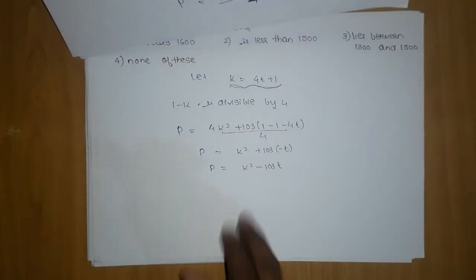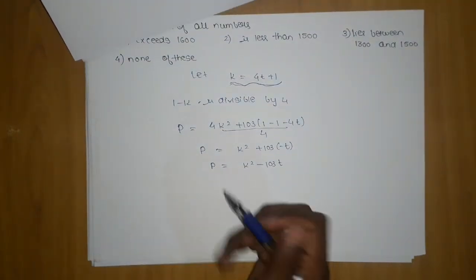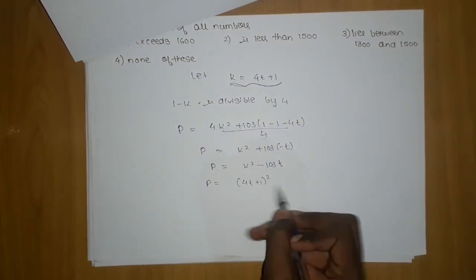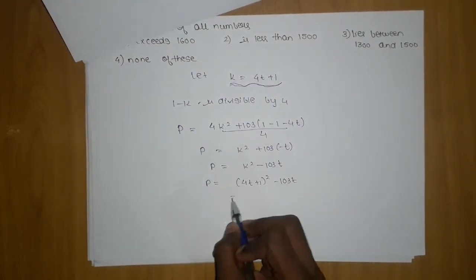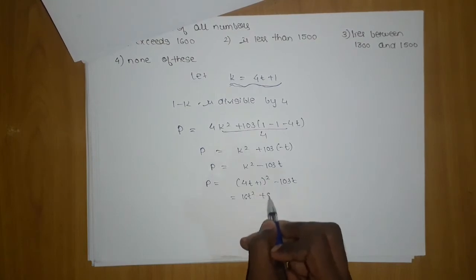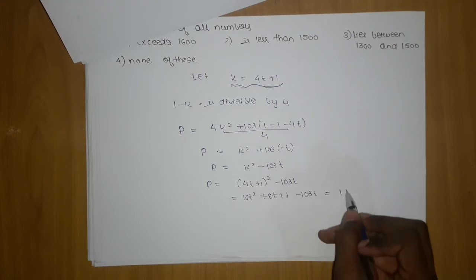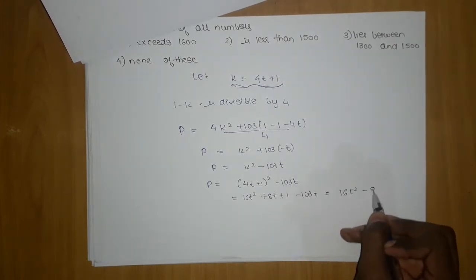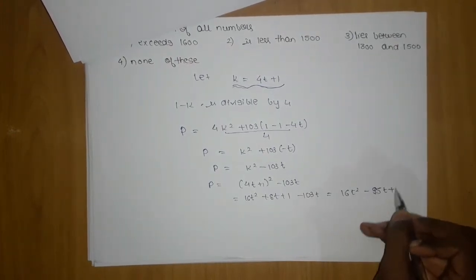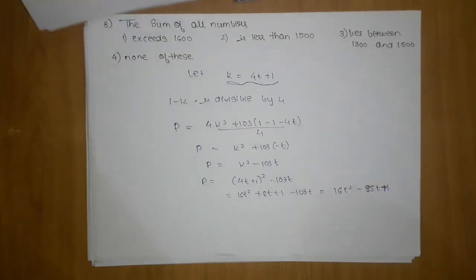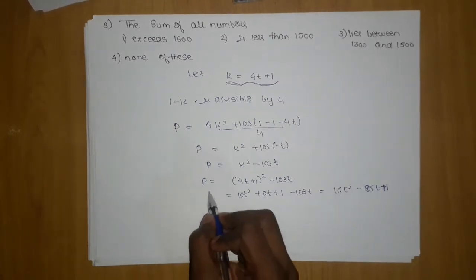Okay, wait a minute, we have not substituted the k here. Let's substitute the k here also: 4t plus 1 the whole square minus 103t. When we substitute, 16t square plus 8t plus 1 minus 103t, which will give finally 16t square minus 95t plus 1. So I am getting this quadratic. Now we got a quadratic.